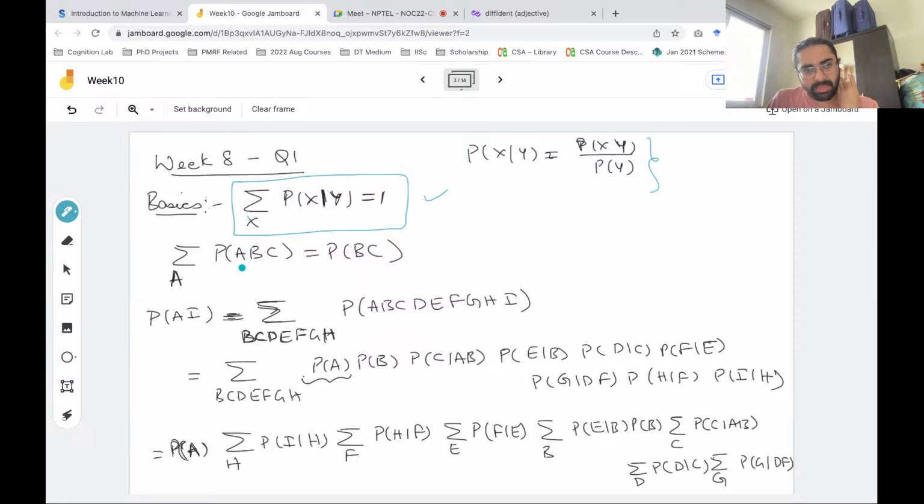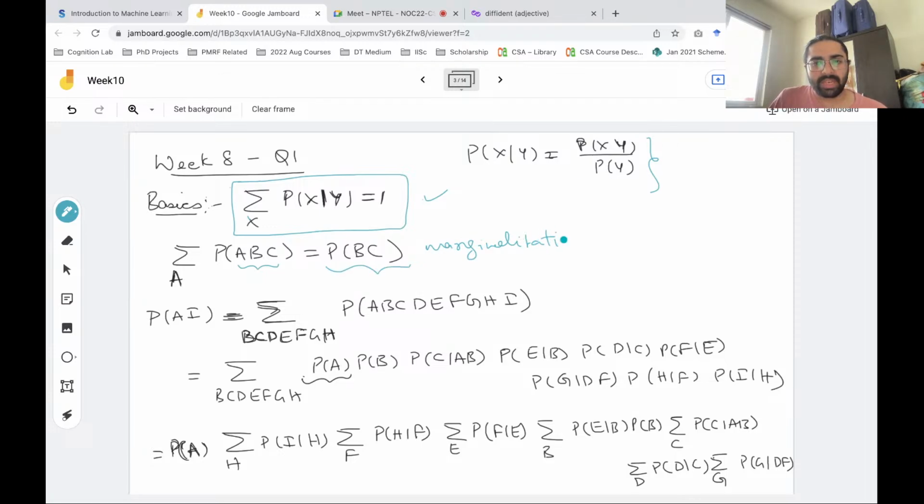So this is one idea, and the second thing that we saw is that when you have a joint probability distribution, for example, let's say A, B, C are your three random variables, and P of ABC is the joint probability distribution of these three random variables. When you add up over A, this is basically marginalizing over A, so what you get is the probability distribution of these two random variables, that is B and C.